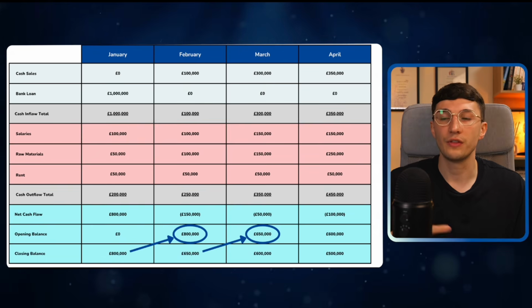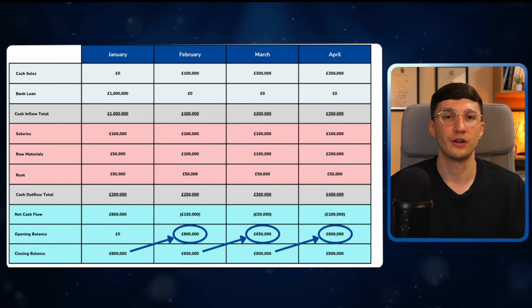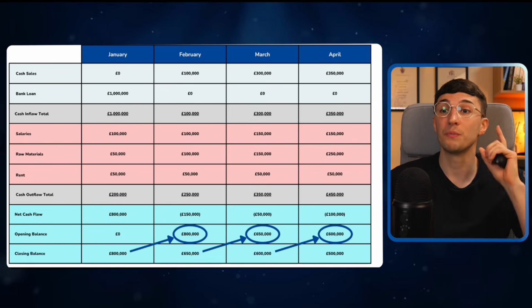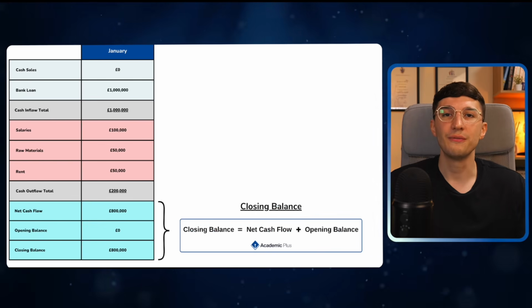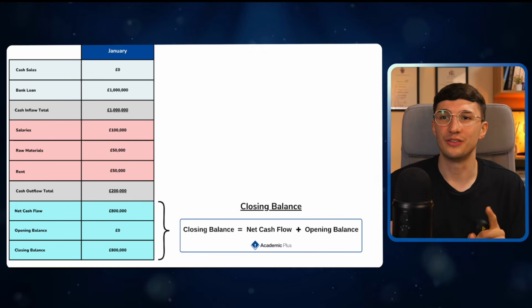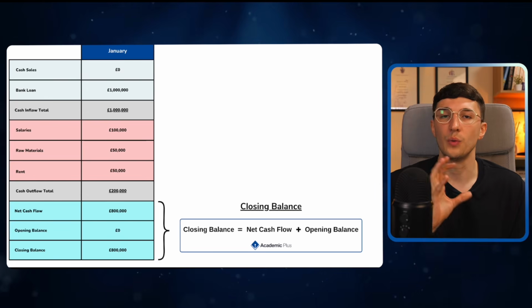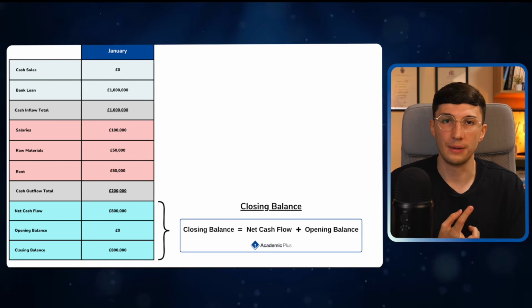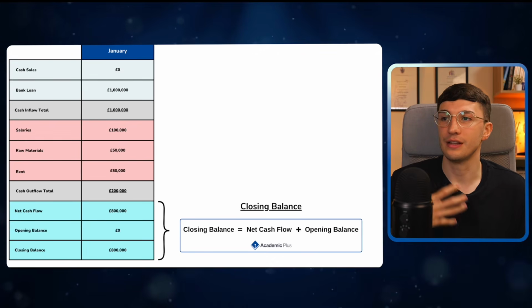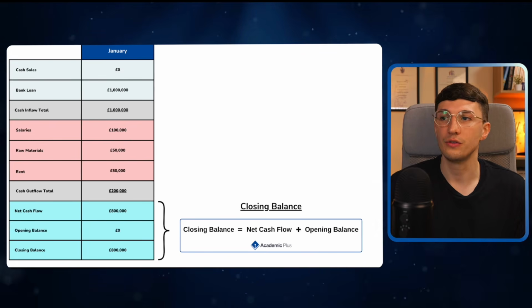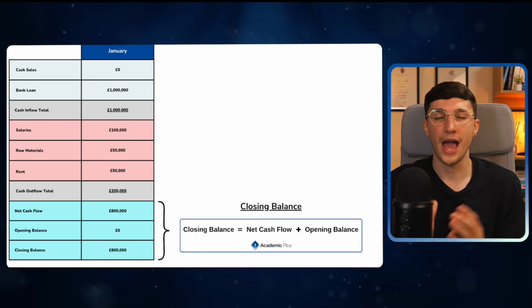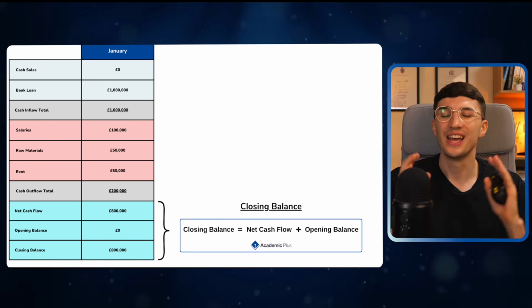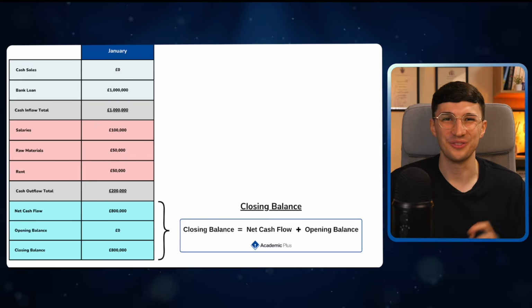And finally, to find out the opening balance in April, I look at the closing balance in March, which would be £600,000. And then finally, the last calculation that we need to do is the closing balance. And the way we calculate this, we do the net cash flow plus your opening balance. So here we can see that the net cash flow is £800,000, the opening balance is 0, £800,000 plus 0 equals a closing balance of £800,000.